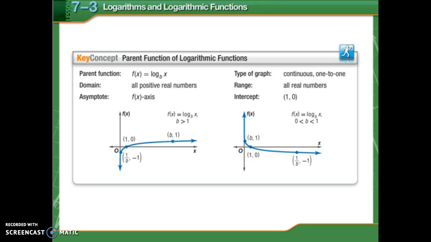Okay, now we're going to look at the graphs of log functions. So the basic log function is f of x, or y, equals log base b of x, and b is just going to be some number. If b is greater than 1, we have a function that looks like this. As x goes towards 0, the function goes down to negative infinity, and as x goes towards positive infinity, the function approaches the value of log base b of that x number.